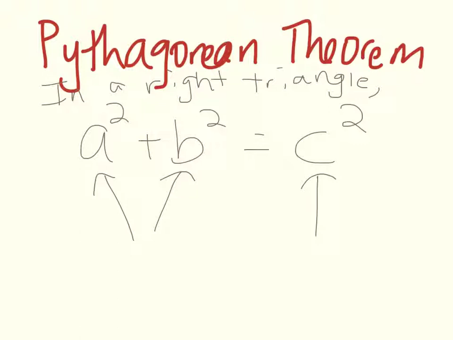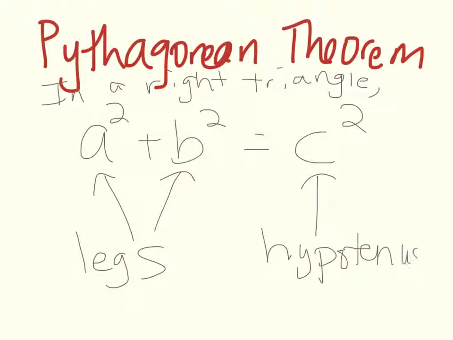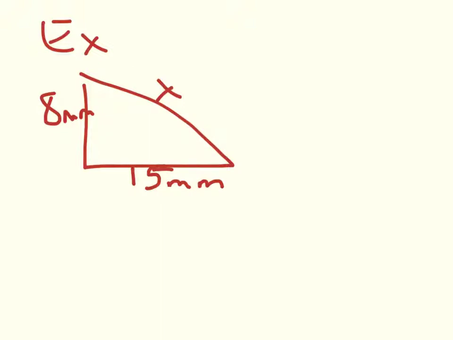Okay, so the Pythagorean theorem says that in a right triangle, a squared plus b squared equals c squared. What we must remember about that is that a and b are the two legs. It doesn't matter which leg is a and which leg is b. And c is the hypotenuse. Something else to remember is that the hypotenuse is always the longest side, and the legs are the two shorter sides, if you know the lengths. Okay, so let's do an example.